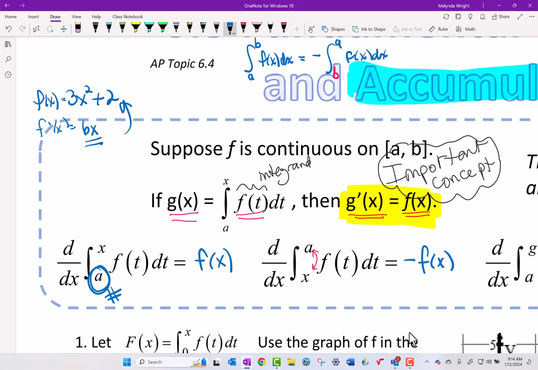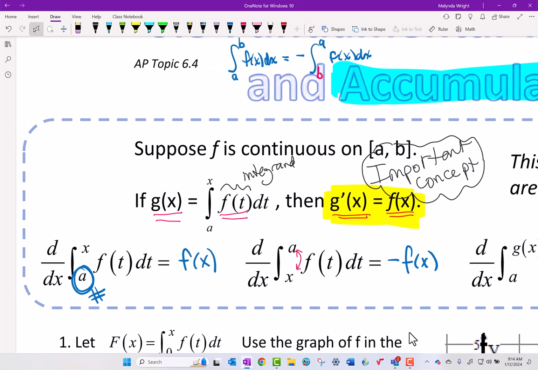Okay, are we okay? All right. So I'm going to finish the formulas, and then I'm going to demonstrate this first concept so that we're hopefully a little more comfortable with it. But let's finish through the formulas. So we've got the derivative of this integral is just f of x. The derivative of that integral, we'd have to flip the bounds, would be negative f of x.